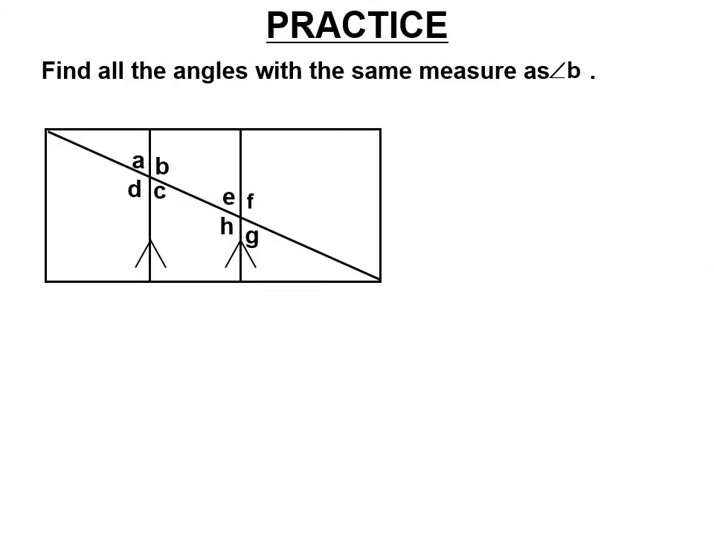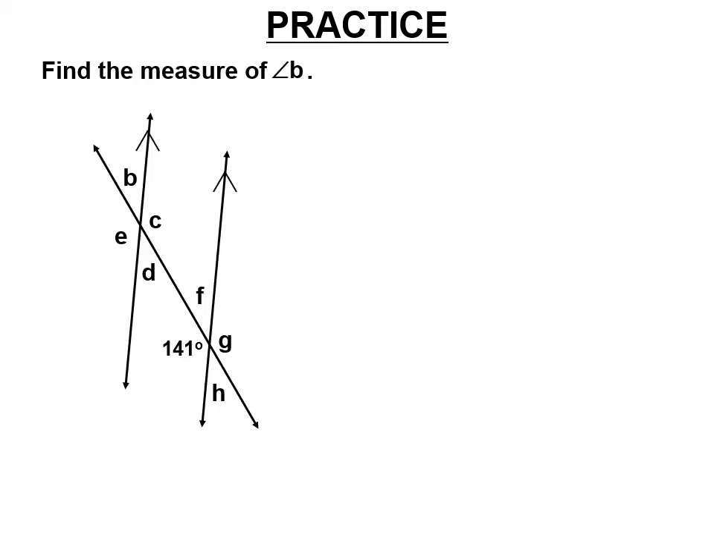So which angles have the same measure as B? Well, D does. And then corresponding to B is F, and then H. Find the measure of angle B. Okay, so we have a 141 degree angle here. Well, notice that B is not the 140, right? This is much smaller than one. E is the corresponding angle, right? You can also double check the pictures. So this one must be the linear pair, 39 degrees.